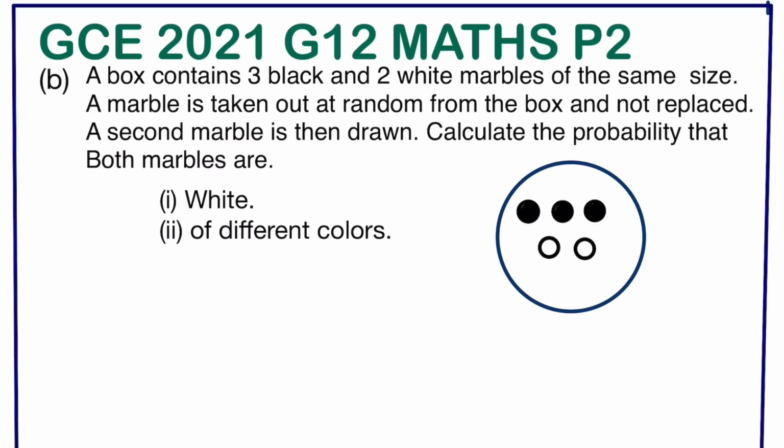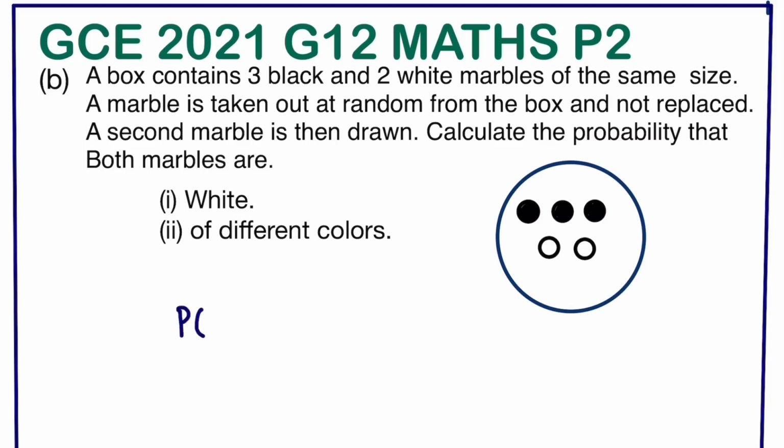So if we take out 1 marble and it is not replaced, we'll be left with only 4, it will not be replaced. And a second marble is drawn. Calculate the probability that both marbles are white. So looking at the question, for our first draw, what is the probability that we are going to get a white? So both marbles are white.